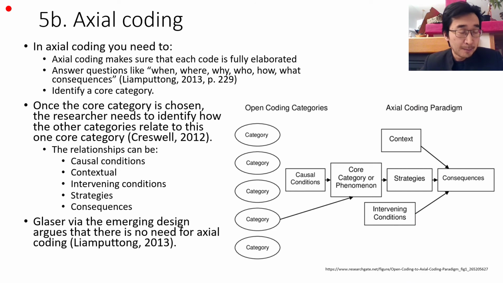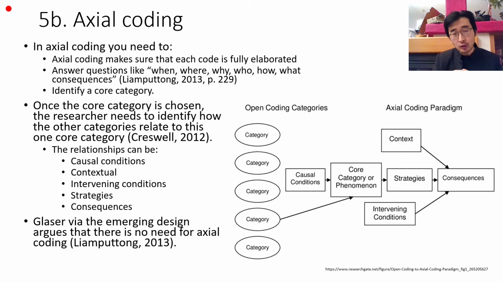The second step to this coding process is something called axial coding, and this is a lot more conceptual than open coding. Basically, axial coding asks you to take the data and put it back together again and make connections between the categories themselves. What you need to do is look at all the categories and find one category that seems to be what we call a core category.